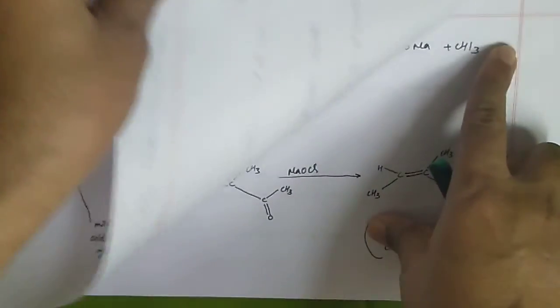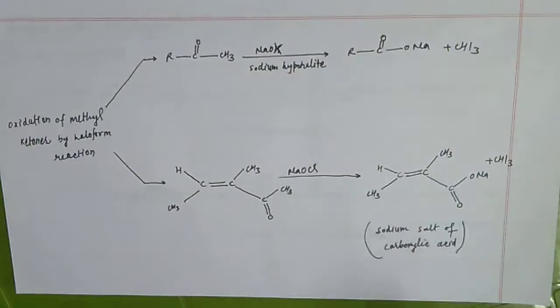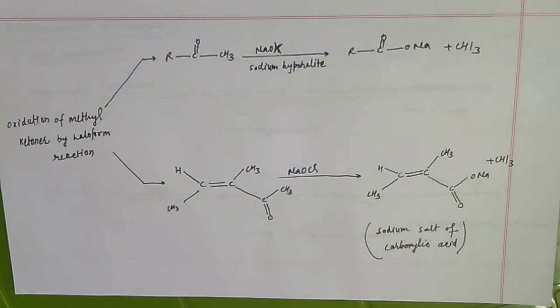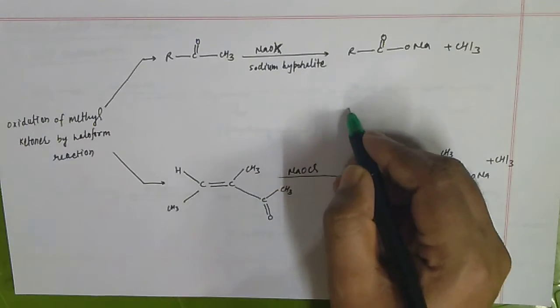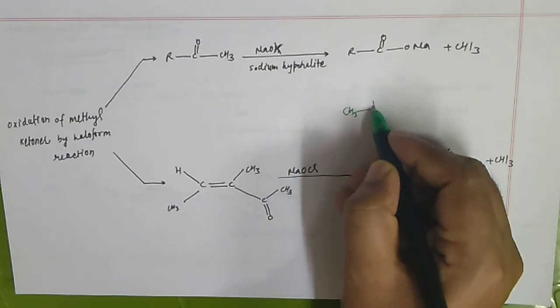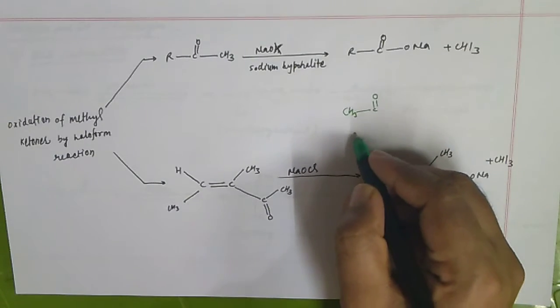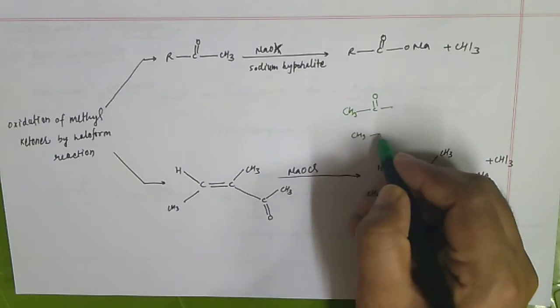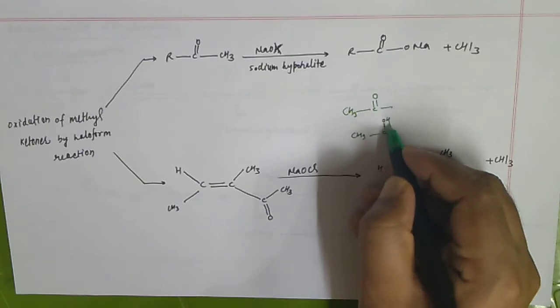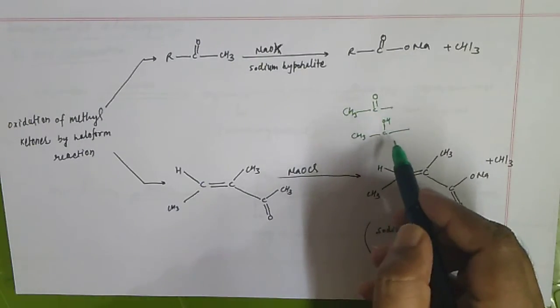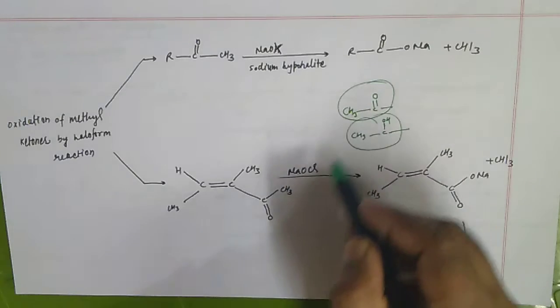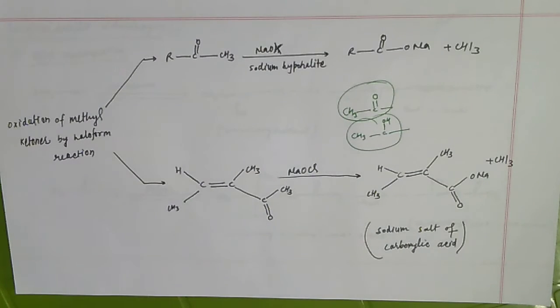Now let us move to the next important property, that is the oxidation of methyl ketone by the haloform reaction. This is a very confusing and very important reaction, because it is given by a compound having the methyl ketone group, or a methyl hydroxyl group. If this group is there, the compound will give the haloform test.